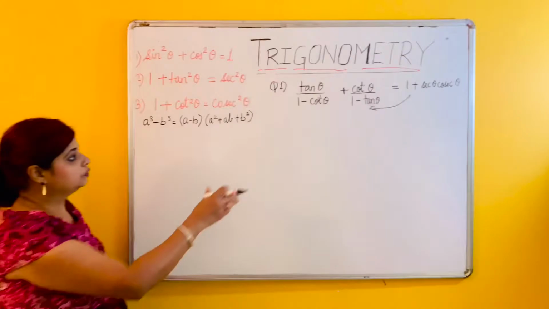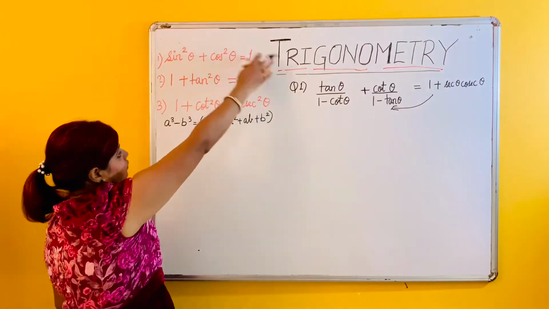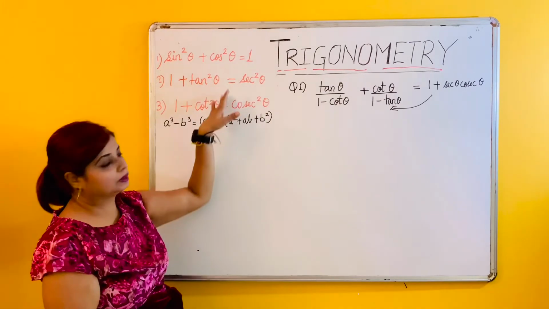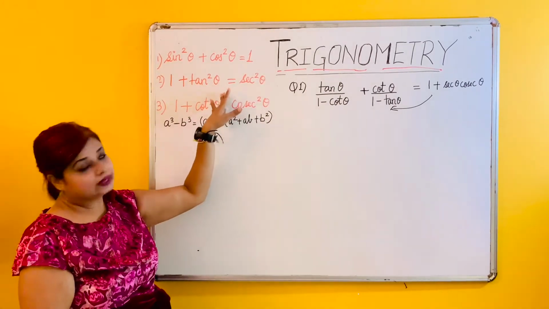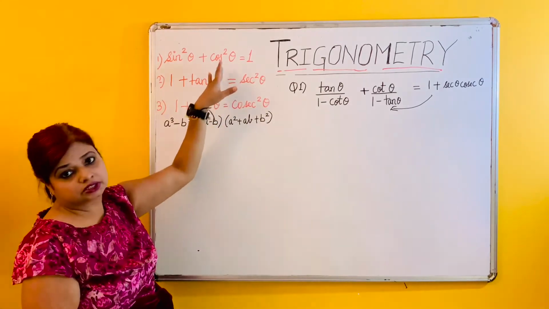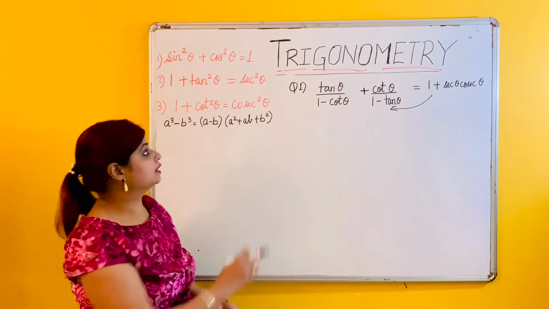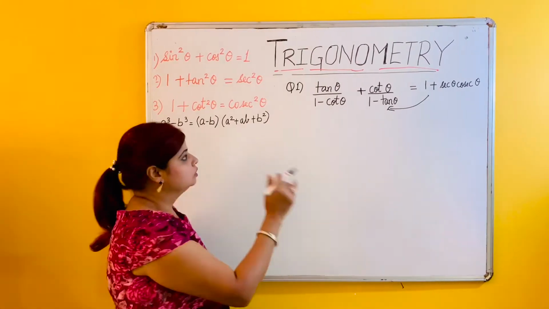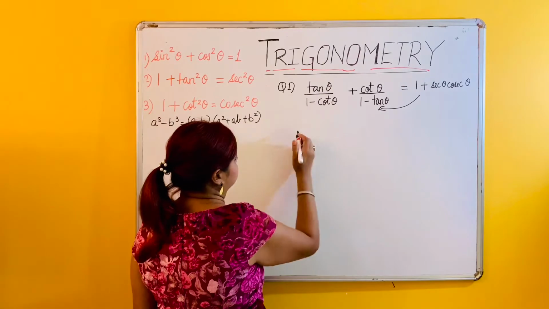Before I start, you have to understand that these three are important formulas and you need to remember them. That's why I have written them on the board in red color. These are very important formulas and you should know how to prove them also, which we have already done in our first video. So let's start. I'll start from this side.